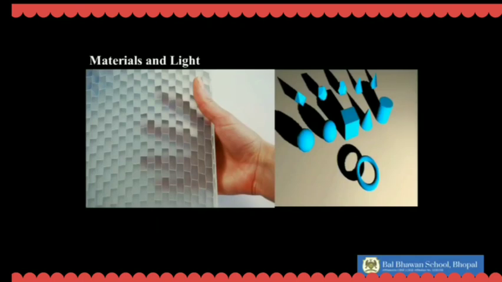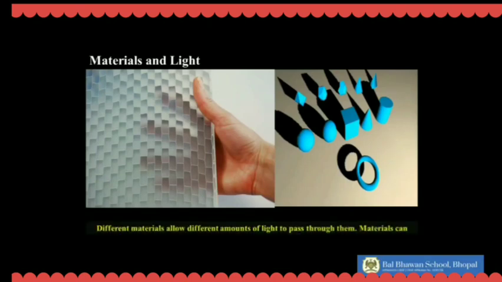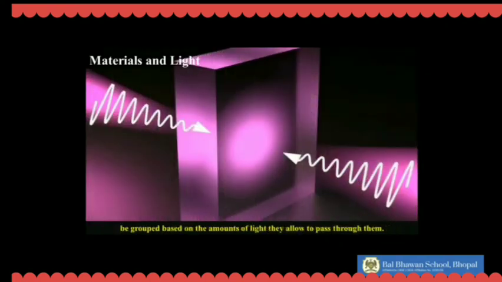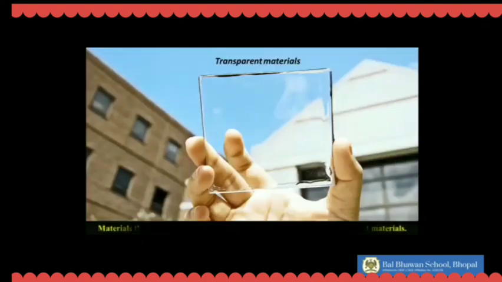The next topic is materials and light. There are different types of materials on the basis of how much amount of light they pass. Okay? Now any material through which light energy can pass partially or wholly is called an optical medium. Different materials allow different amounts of light to pass through them. Materials can be grouped on the basis of how much amount of light they pass.